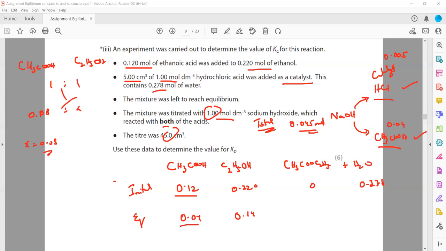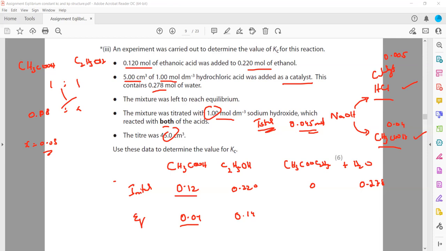Is it clear till this point? That's how I worked out. So using the sodium hydroxide, we worked out how many moles of ethanoic acid are there at equilibrium. Then using how many moles of ethanoic acid reacted, you use a ratio to work out how many moles of ethanol are there for this reaction, which are reacted, and remaining, which, because 0.08 reacted, so when we take a difference, 0.14 moles are left.